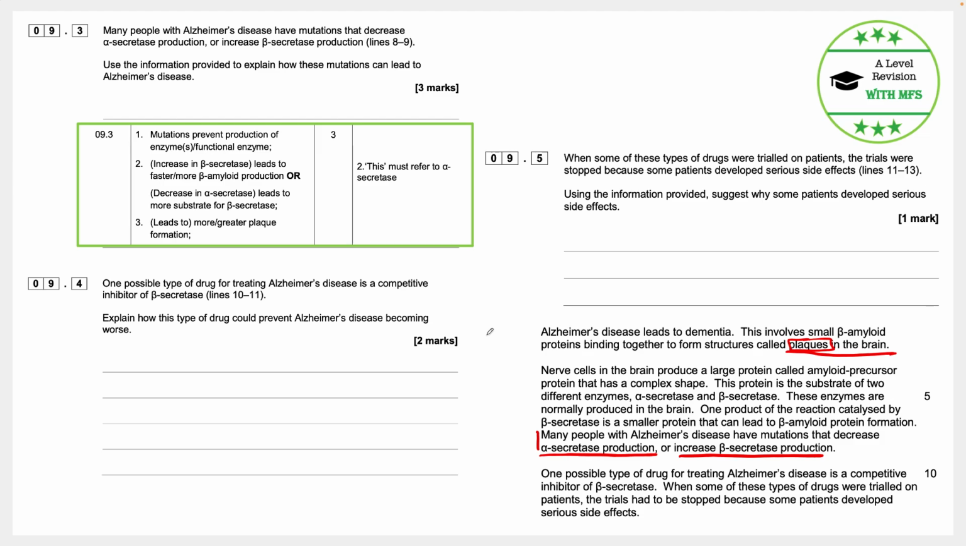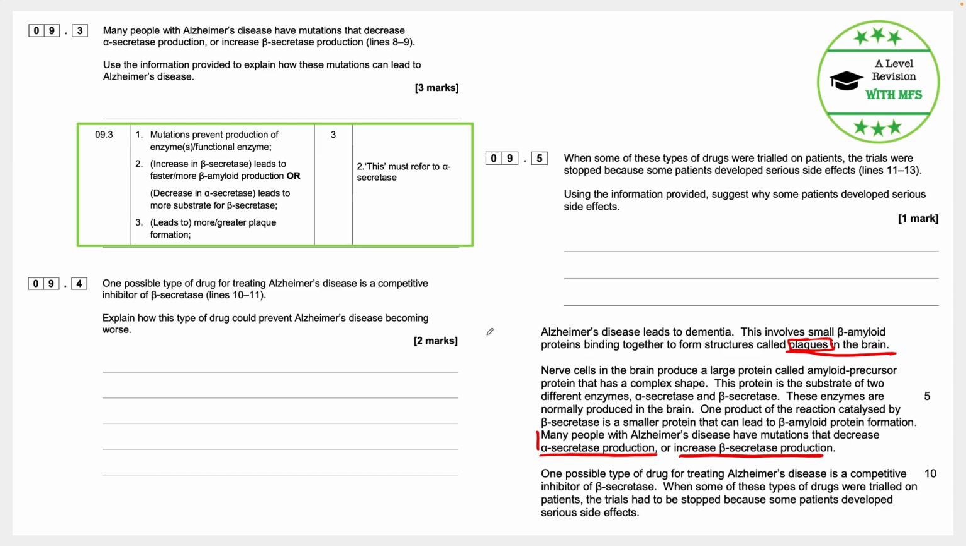Okay, the next question says one possible type of drug for treating Alzheimer's disease is a competitive inhibitor of beta secretase. Explain how this type of drug could prevent Alzheimer's disease becoming worse. And it's worth 2 marks. Now, if we have a look at this question, it's more of a knowledge question. Once again, it's not really an application question, because what does a competitive inhibitor do?